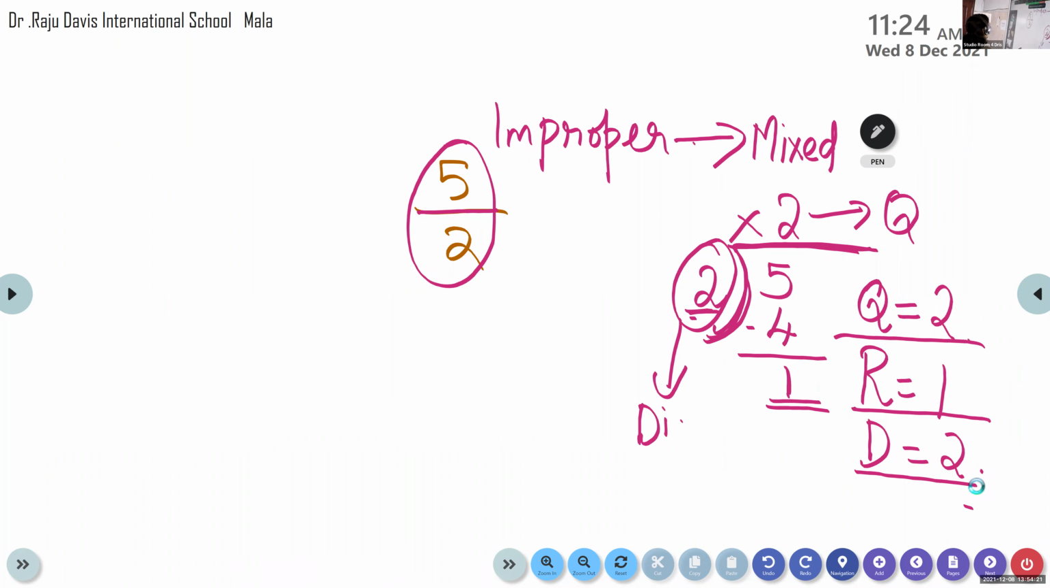Now check how we are going to write this into mixed fraction. So the quotient is 2 that you will write as the whole number. The quotient will be the whole number and the remainder you will write as the numerator of the proper fraction, and write here below the divisor. So check again what we have done. Quotient will be the whole number. Remainder R will be the numerator, and the denominator will be the same denominator, that is 2, or you can write the divisor.